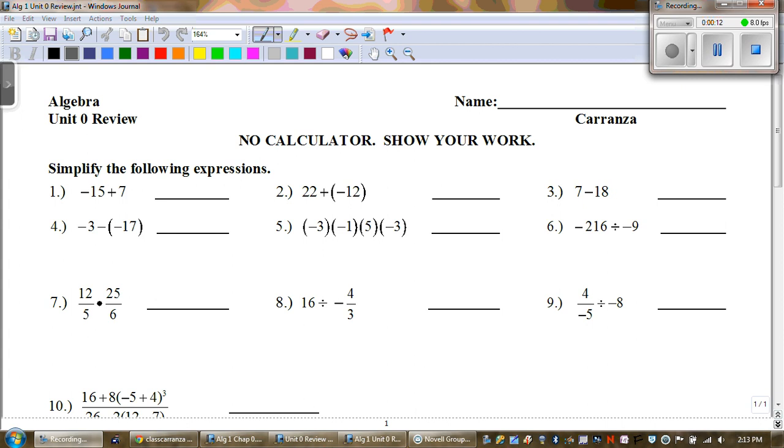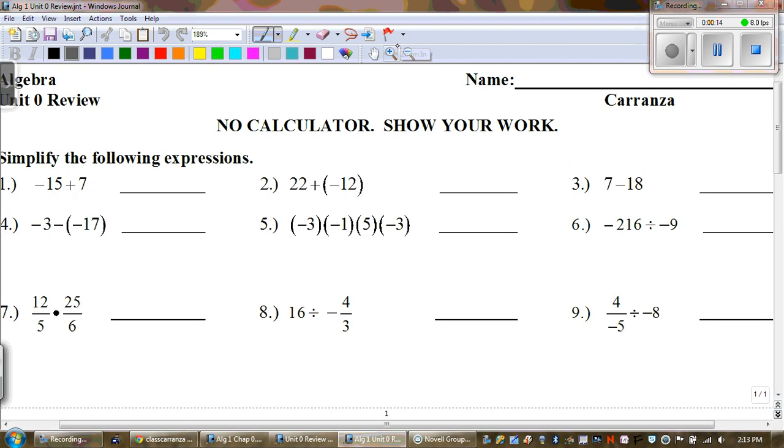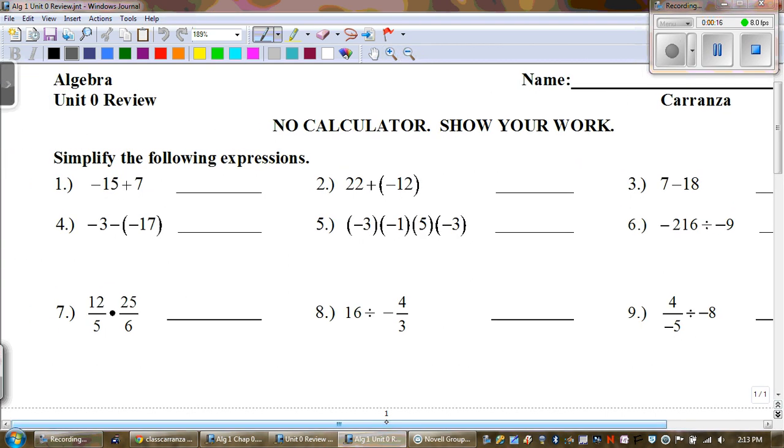Alright, looking at the directions, the first part says that we need to simplify the following expressions. Our first one is negative 15 plus 7. Now, are they same signs or different signs? Well, they're different signs. If they're different signs, we know we need to subtract. So I'm going to subtract 15 minus 7, and our answer is 8. Now, we have more negatives, so I know that that's going to be a negative 8.